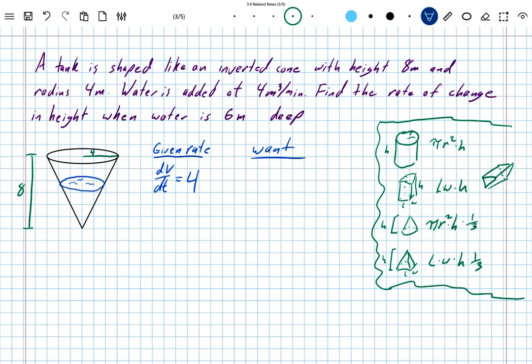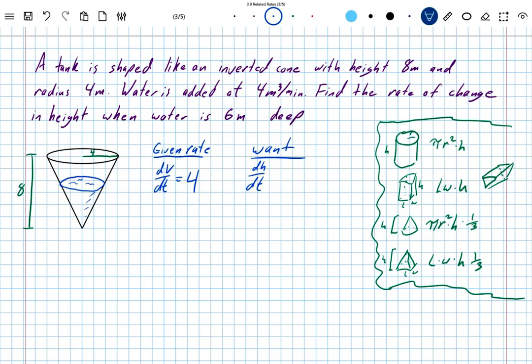But somewhere inside of this cone is this smaller cone full of water. And realizing that is part of this problem. Saying, oh yeah, I've got a cone that's the tank, but it's not totally full. So the volume that's changing here isn't the volume of that whole cone, it's the volume of this cone of water that's filling it up as it gets higher and higher. And we want to find the rate of change in height. So it looks like we want dH/dt.